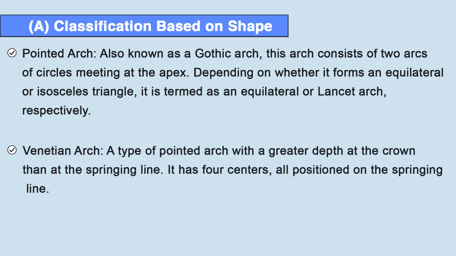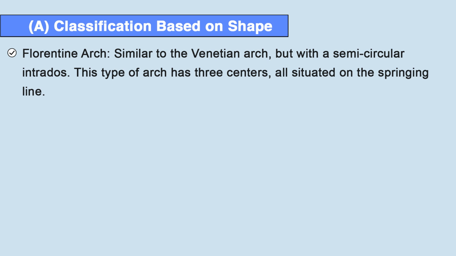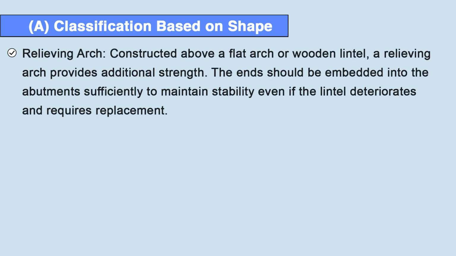Next one is Venetian arch, a type of pointed arch with a greater depth at the crown than the springing line, is known as Venetian arch. It has four centers, all positioned on the springing line. Next one is Florentine arch, similar to Venetian arch but with a semicircular intrados. This type of arch has three centers, all situated on the springing line. Next one is relieving arch, constructed above the flat arch or wooden lintel.